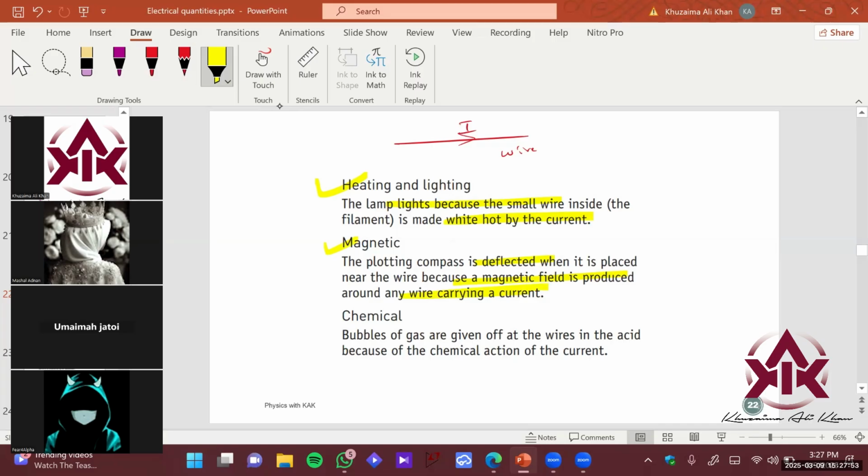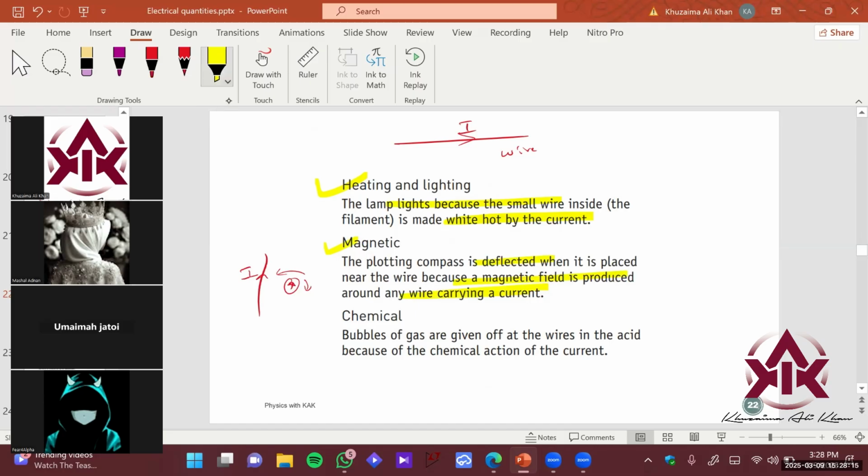You don't need to learn this in detail. Just imagine, if you have a compass and a current-carrying conductor, with current I, and you have a compass here, this compass will basically have deflection. This needle will go either in this direction or in this direction when the current starts to flow.